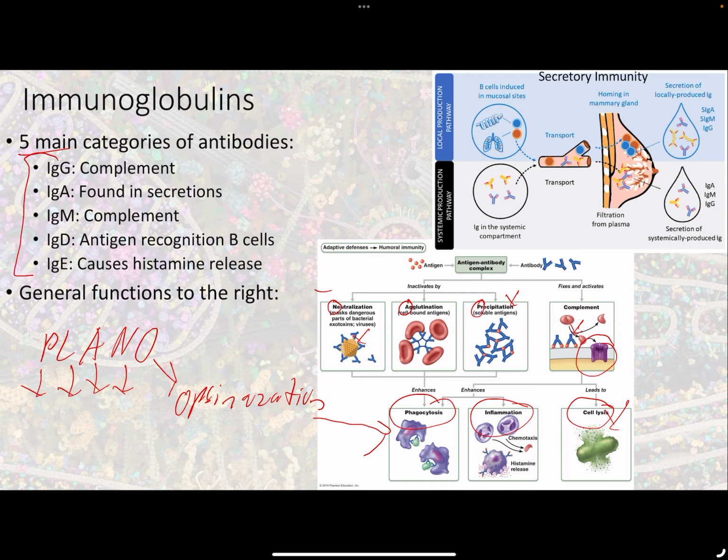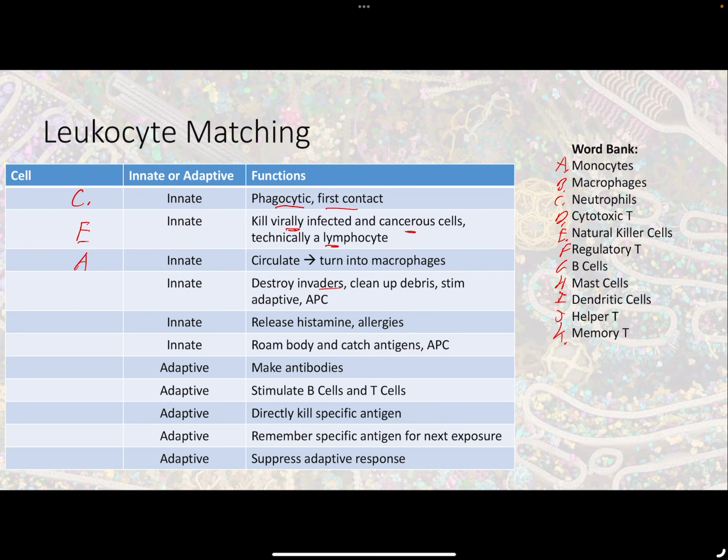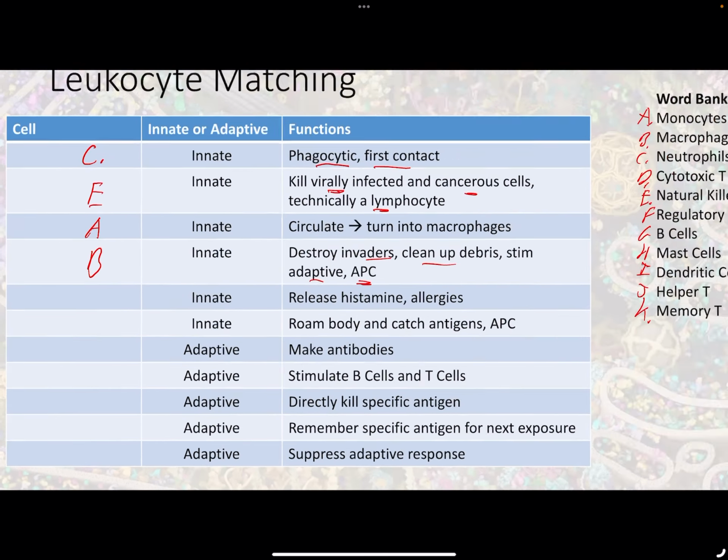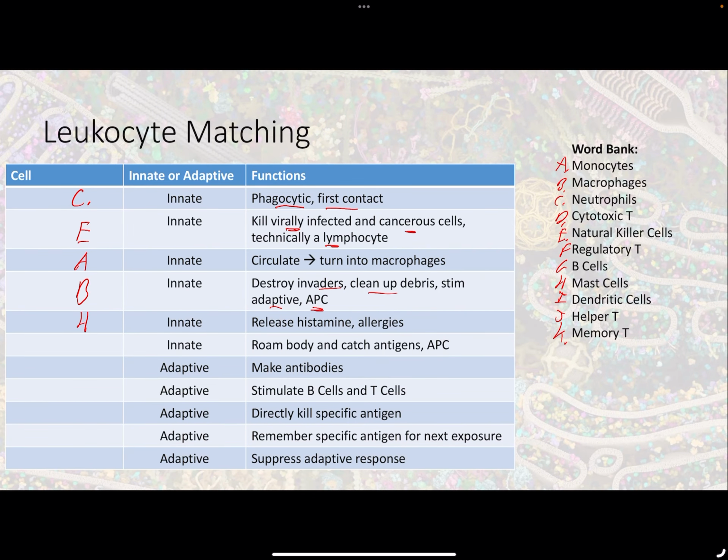Destroying invaders, cleaning up debris, stimulate the adaptive system. This is an APC, and these are macrophages. Okay, the ones that are going to release histamine are going to be our mast cells. Roam around the body, catch antigens, also an APC. Those are going to be our dendritic cells. Okay, the ones that make antibodies are going to be our B cells. So it's going to be G.